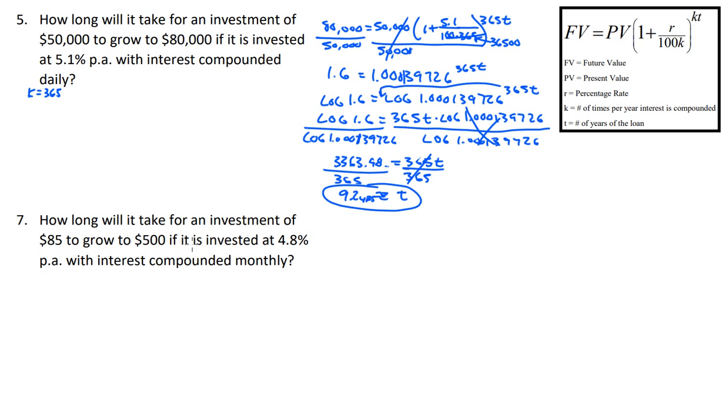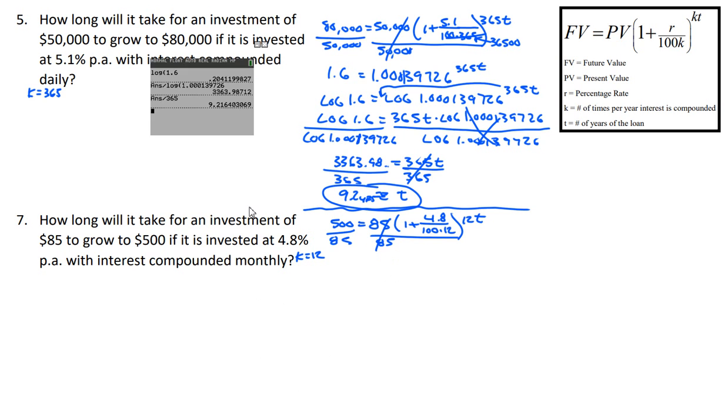How long is it going to take for an investment of $85 to grow to $500, invested at 4.8 compounded monthly? So monthly means k equals 12. Okay, so let's write this one down. So we are going to grow to 500 starting at 85. 1 plus our interest rate, which is 4.8 over 100 times 12 to the 12t. Okay, first step, divide by 85, both sides.